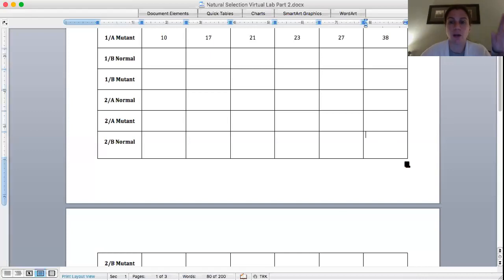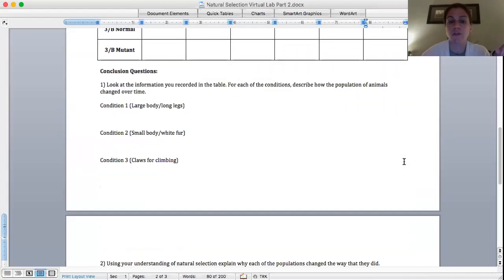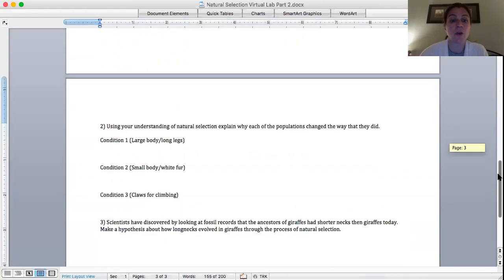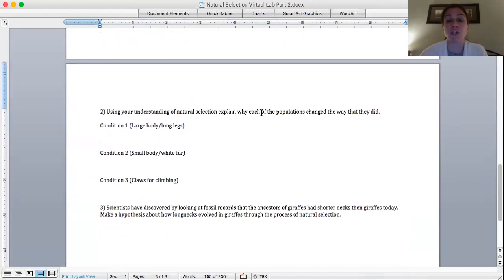You're going to fill all this data in, and then you just have a couple of conclusion questions. It says, look at the information that you recorded from the table, describe how the populations have changed over time. Specifically for condition 1, how did the normal population change, and how did the mutant population change. Please make sure that you do mention both when you talk about it in your conclusion questions. From your understanding of natural selection, explain why the population changed. If the population decreased, why did it decrease? If the population increased, why did it increase? If the population stayed the same, why did it stay the same? Basically is what I want you to talk about.